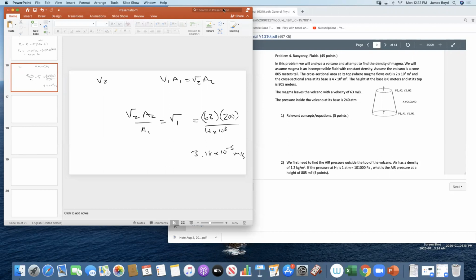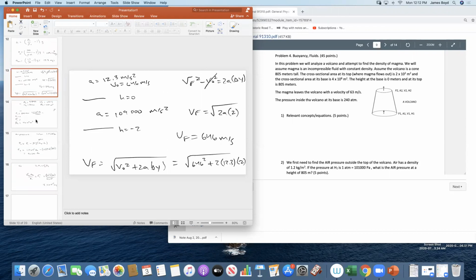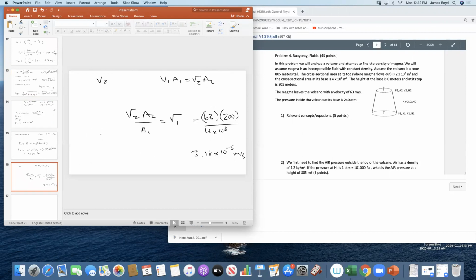That is so tiny, because if we go back and look at the equation, well, I guess I haven't written it yet. We know that this equation is P1 plus rho G H1 plus rho V1 squared over 2, equals P2 plus rho G H2 plus rho V2 squared over 2. Okay.